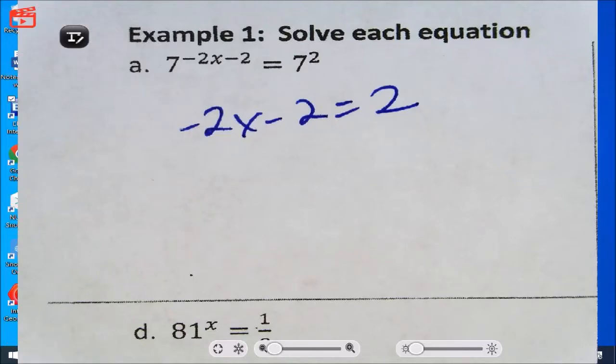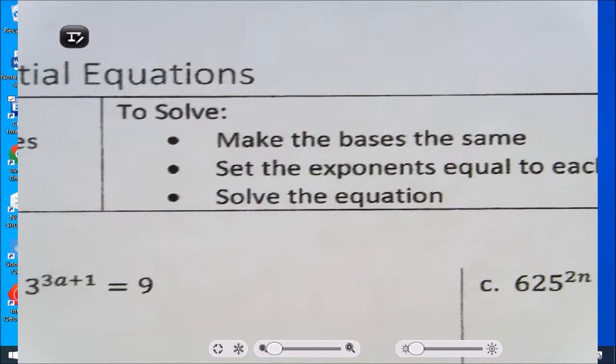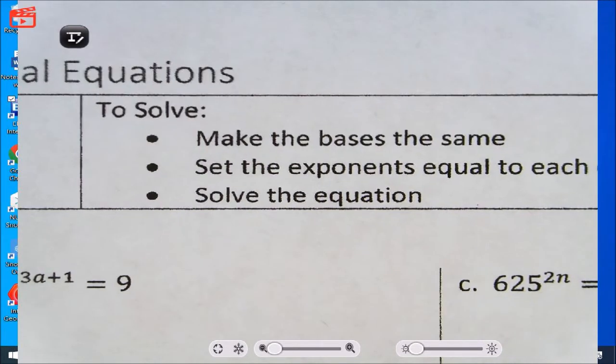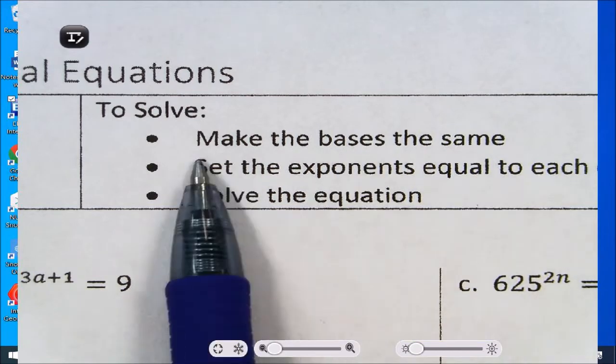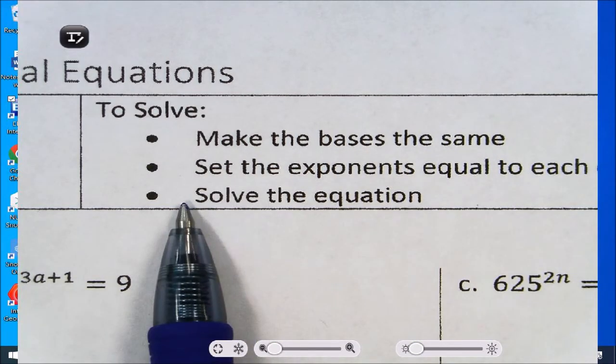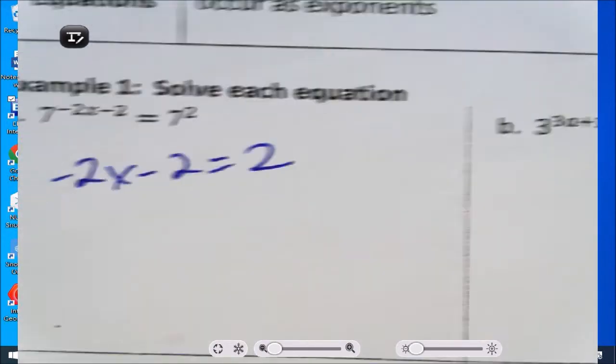Alright, so we're solving exponential equations. In these problems, to solve it, we're going to make the bases the same first. Once the bases are the same, we're going to ignore the bases and set the exponents equal to each other. And then just solve it like normal.